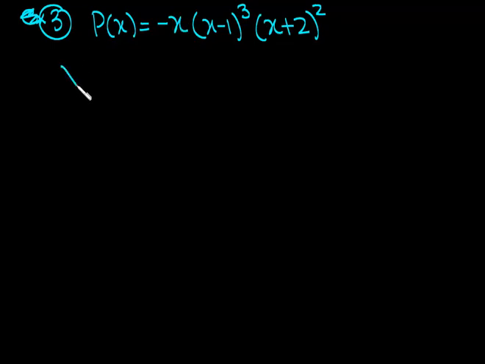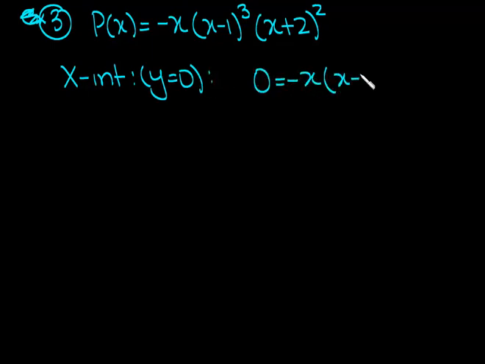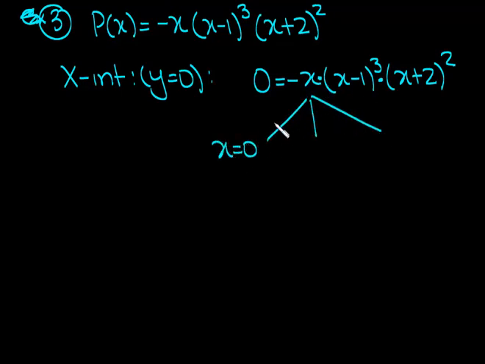So let's find the x-intercepts. To find the x-intercepts, we set y to 0. So we get 0 is equal to negative x, x minus 1 cubed, x plus 2 squared. Now this is already factored. You can see it's already written as a product, so we don't have to factor this. It's all done for us. We just have to find out what happens. The product is 0, so it tells me x is equal to 0, or x minus 1 cubed is equal to 0, or x plus 2 squared is equal to 0. One of them has to be 0.